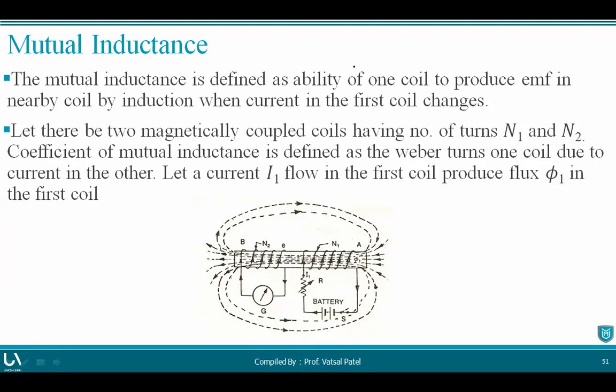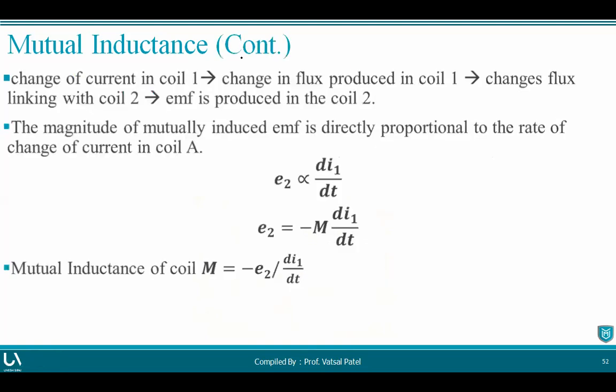So now, this thing we already discussed, right? Change in the current in coil 1 means change in the flux produced in coil 1. So there is a change in the flux linking with coil 2 and an EMF is induced in coil 2. According to that, E2 is equal to minus M di by dt, because the induced EMF has the opposite sign with respect to the current. So the magnitude of the mutually induced EMF is directly proportional to the rate of change of current in coil 1.